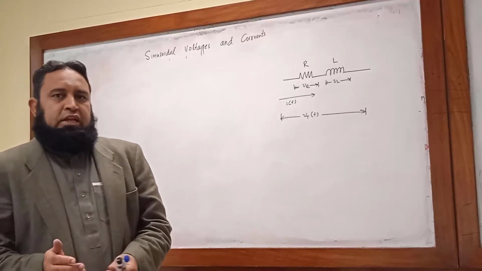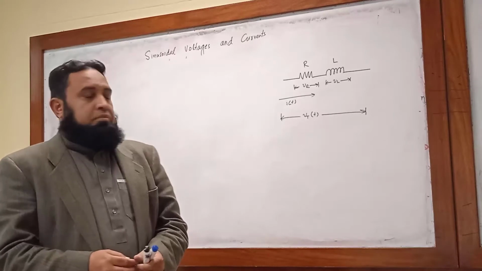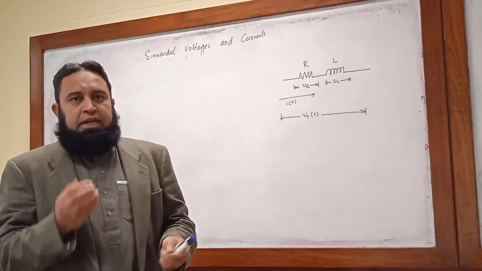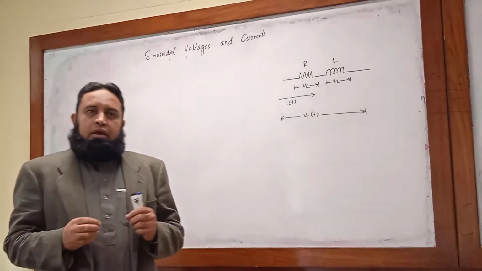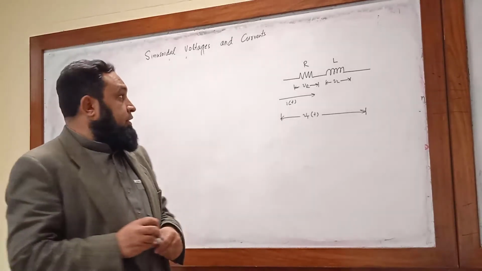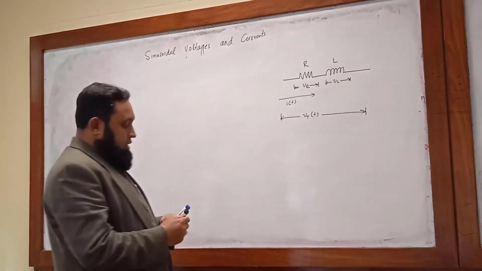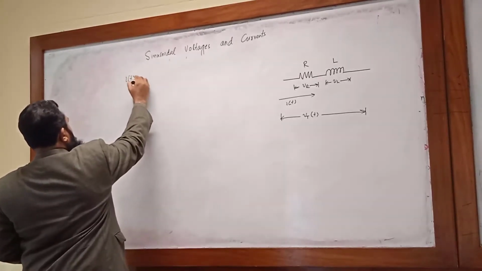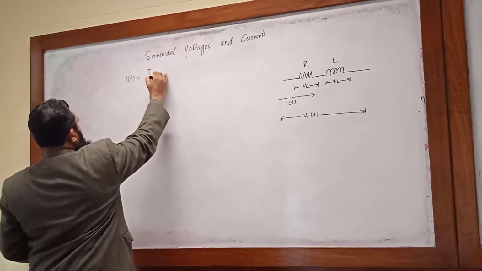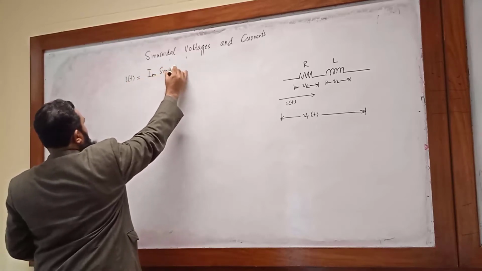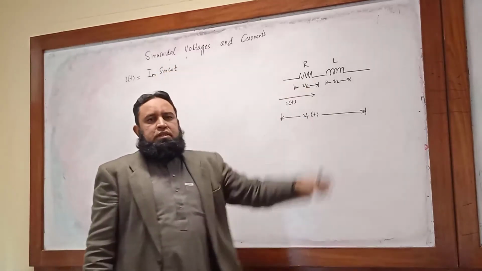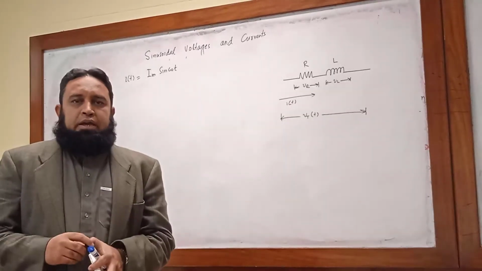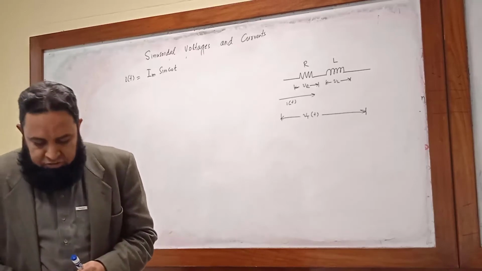Okay, in this part of the lecture, we will discuss how the voltage will be when a sinusoidal current is passing through an RL circuit, a resistance and inductance circuit. So let's consider a current I of t, which is passing through this series combination of R and L, and let's say this I of t is equal to Im sine of omega t.